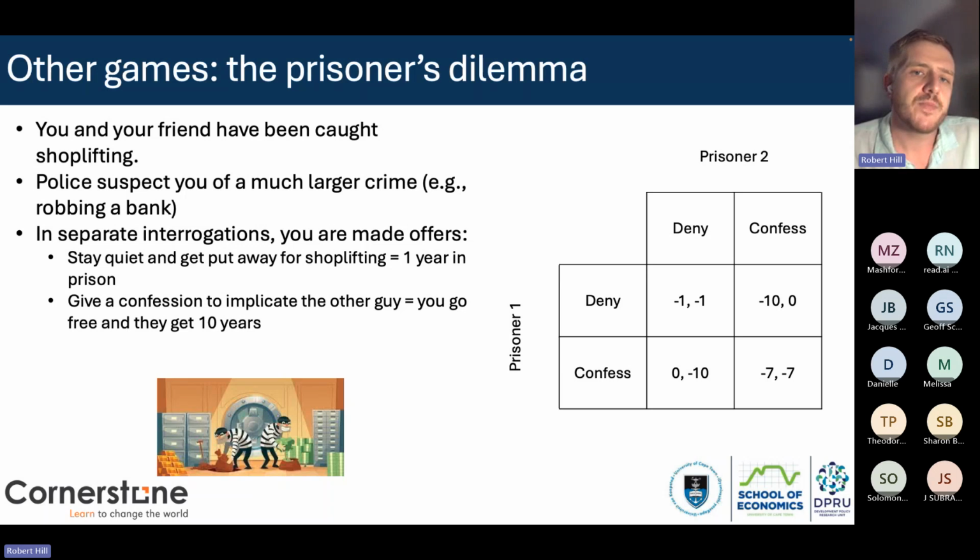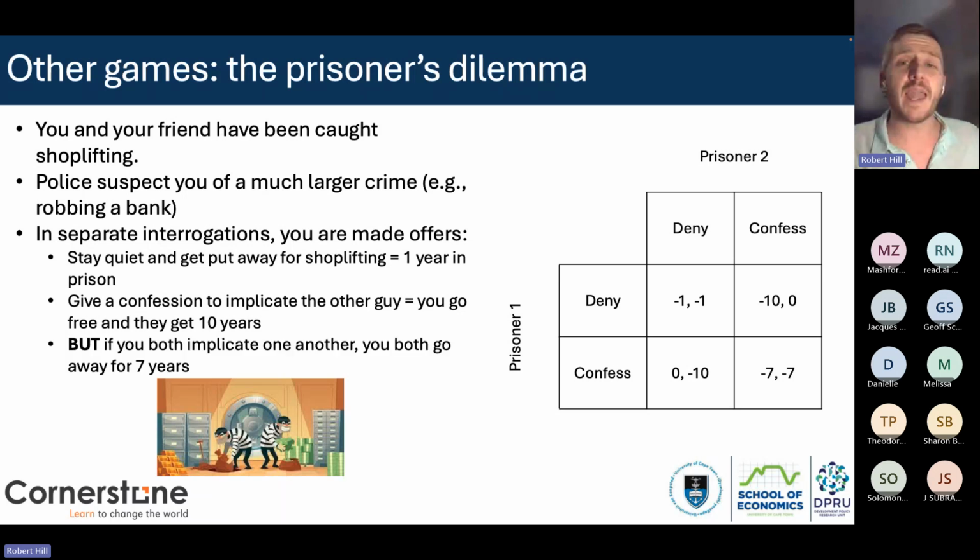But the thing is, if you both flip on one another, if you and your friend both confess and say, oh no, look, the other guy was the mastermind, the police now have enough evidence to implicate both of you. And they can put both of you away for 7 years. So the question is, what would you do? Would you basically snitch on your friend?